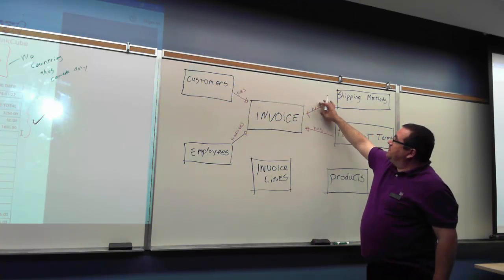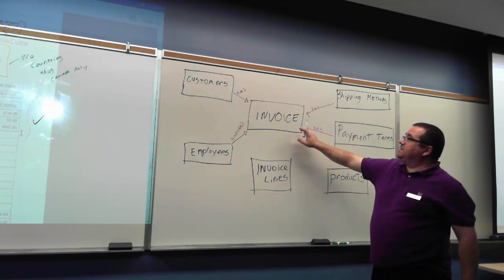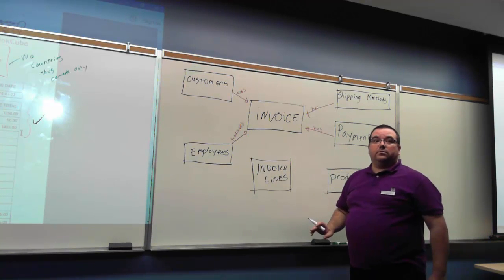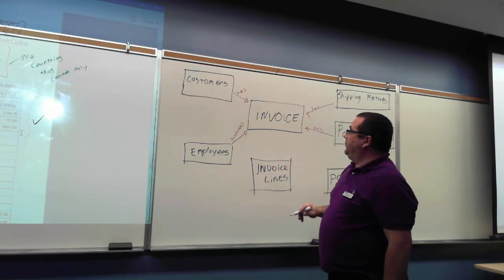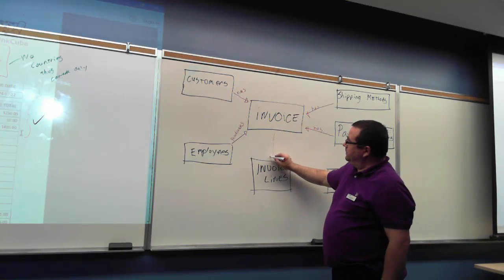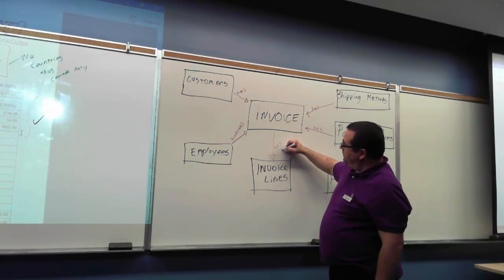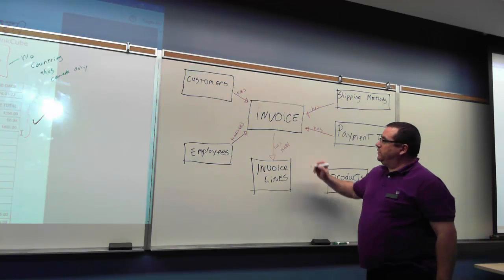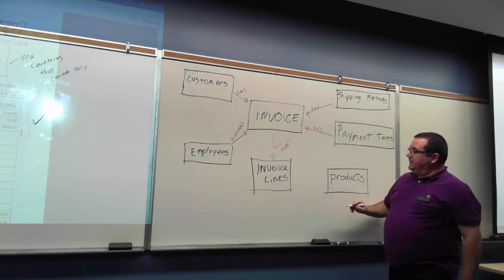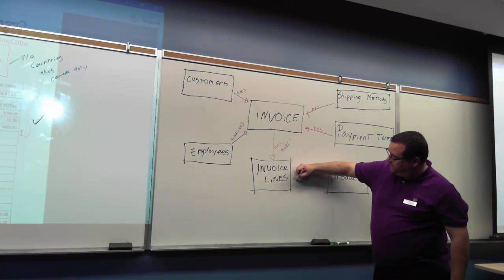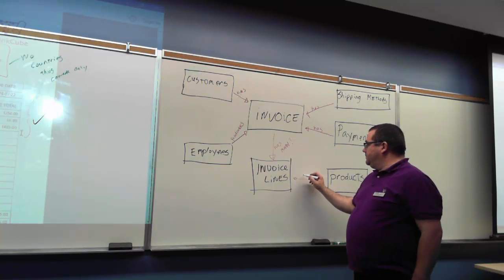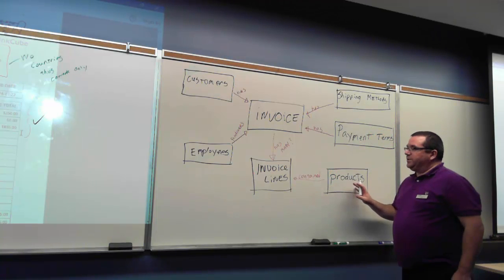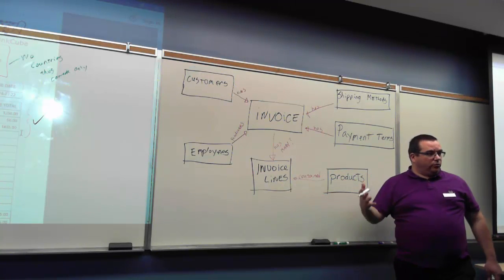The shipping method has an invoice. Payment terms has an invoice. If I were to change my arrow the other way, you can actually use the arrow in either direction. In this case, an employee produces an invoice. An invoice has many invoice lines. Well, could. Put a question mark. And an invoice line, products are contained on invoice lines, because you're ordering multiple products.